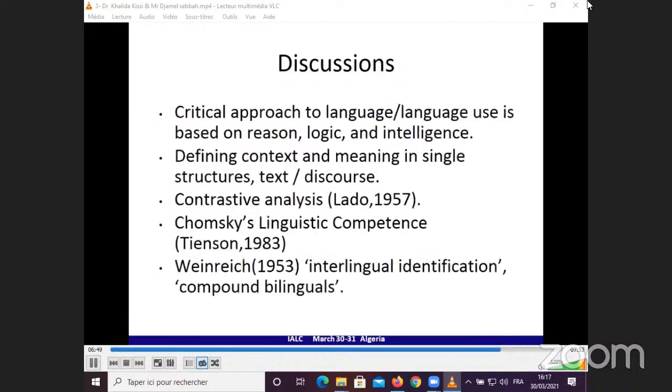Further, the critical approach to language and language use is based on reason, and learners deal critically with meaning and context, and the distinction between linguistic rules characterizing their different languages, namely the mother tongue and the foreign language in question. Through Lado's contrastive analysis, for instance, which is supported by Chomsky's linguistic competence, Weinreich's interlingual identification, and Findlay's coordinate bilinguality.